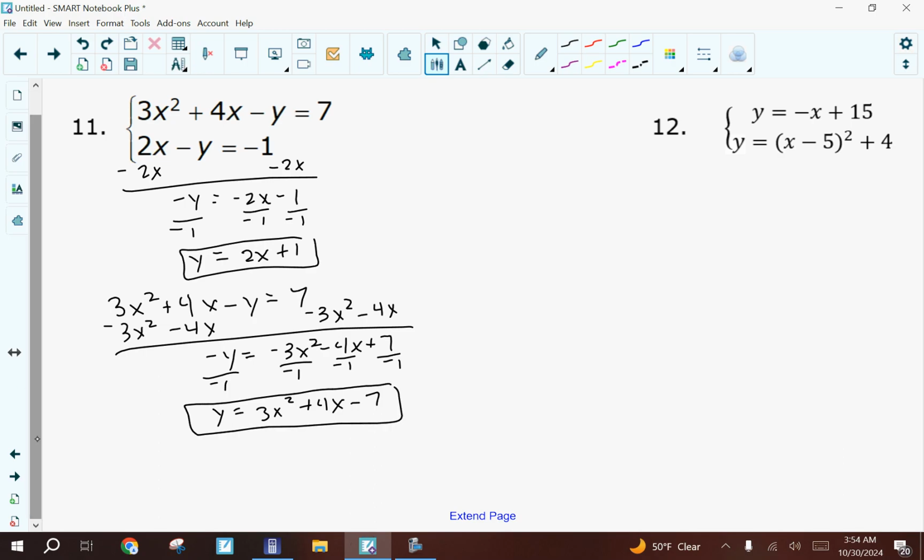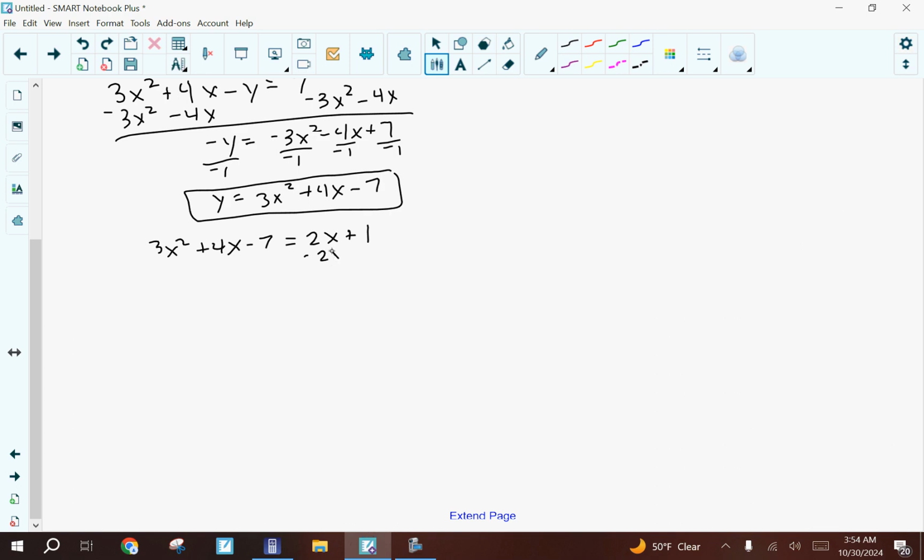So that means I can set them equal to each other. So 3x squared plus 4x minus 7 equals 2x plus 1. So I'll subtract 2x, and then I'll subtract 1. So I get 3x squared plus 2x minus 8 equals 0.